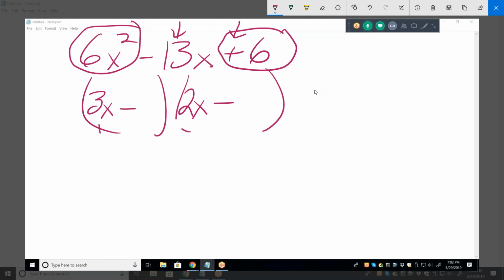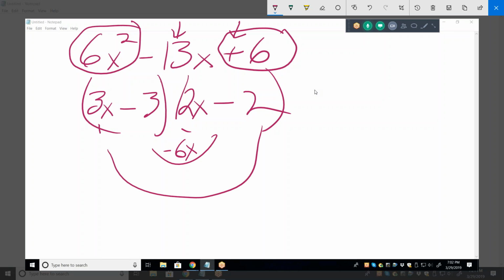Okay. Now, the third step, factors of 6. Let's just go ahead and try 3 and 2 and see what happens. What does that give us? That gives us negative 6x, and negative 6x, which is minus 12x. Yeah. That isn't right then. So what's the next step?